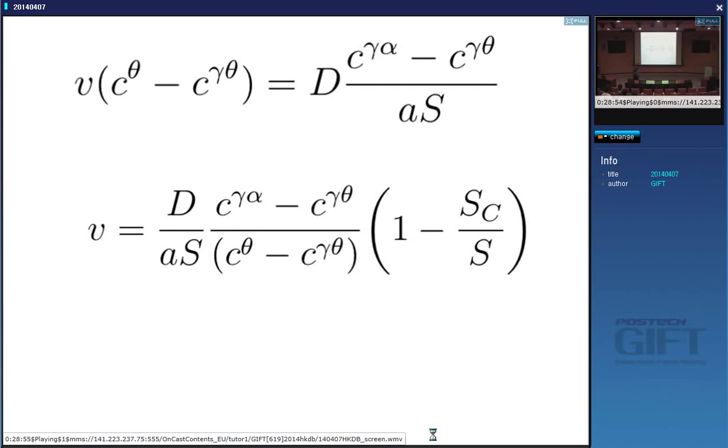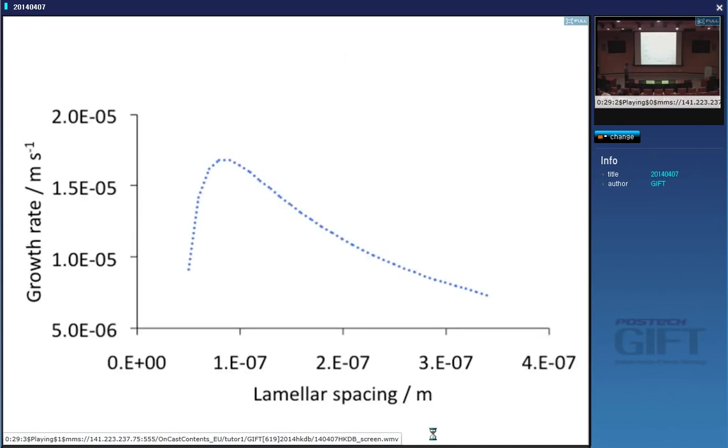So if I plot this function, which is velocity versus interlamellar spacing, I get a curve which looks like this, where I'm plotting the growth rate versus the interlamellar spacing. And again, I can't actually get the velocity of growth. So what can I do?